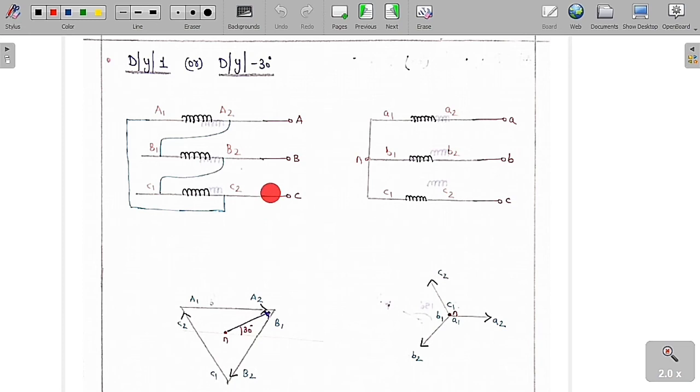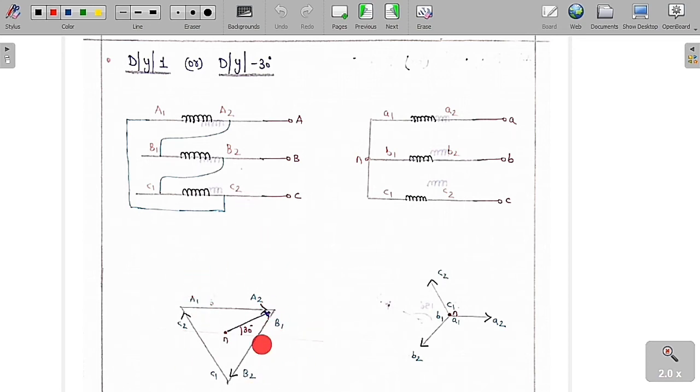Now we are going to draw the phasor diagram for the input side and also the output side. You can see clearly this is A1, A2, this is B1, B2, this is C1, C2. A1, A2 and B1, B2 are shifted in this manner and C1, C2 is shifted in this manner. A2 is connected to B1, B2 is connected to C1, and C2 is connected to A1. We are giving supply to A2, B2 and C2, so keep the arrows at A2, B2 and C2.